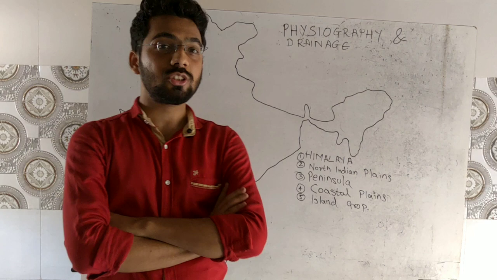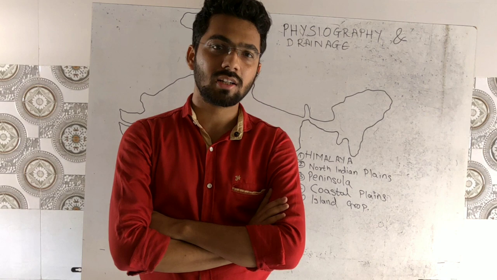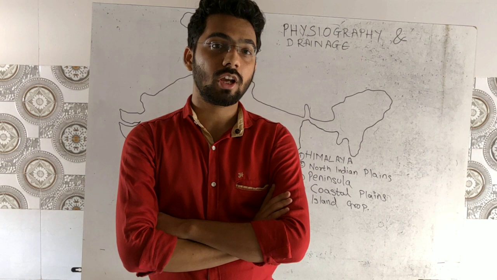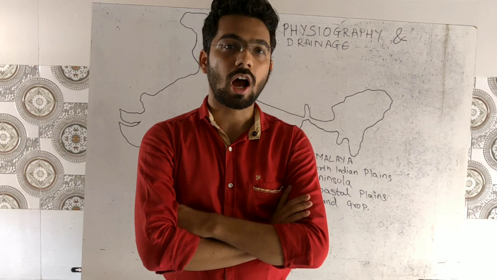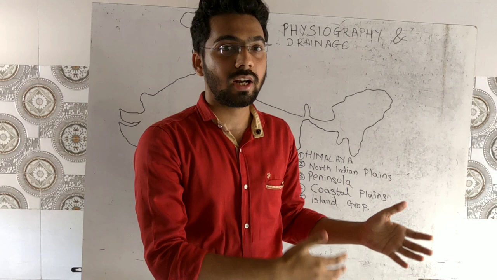So first of all, we will see what the meaning of physiography is. Physiography means, in a simple way, the physical feature of land, the physical appearance of the land, I would say. So this is how we are going to start. Physiography and drainage. What is the basic meaning of drainage? It is how the rivers and the water flow throughout the country, because of slopes generated by the plateau or hilly mountain areas. Those we are going to see in this chapter.